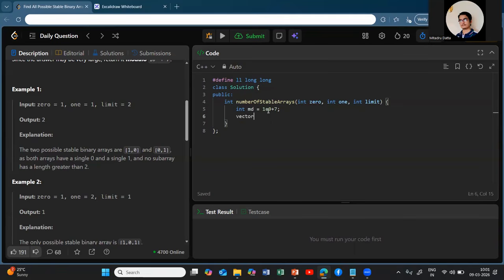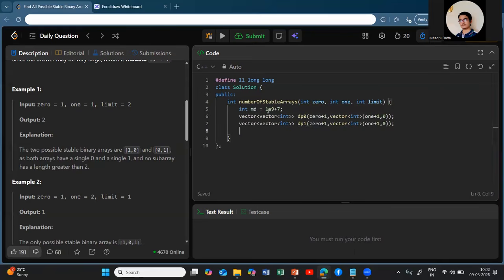So, as we told, we will have 2 dp tables. I could have made it into a 3D array and confused you more, but I prefer not to do that. So we have vector of vector of integers with sizes zeros plus 1 and ones plus 1, and we will initialize everything with zeros. So I will create 2 dp tables with zeros cross ones. And for the base cases, at first you need to fill up the base case.